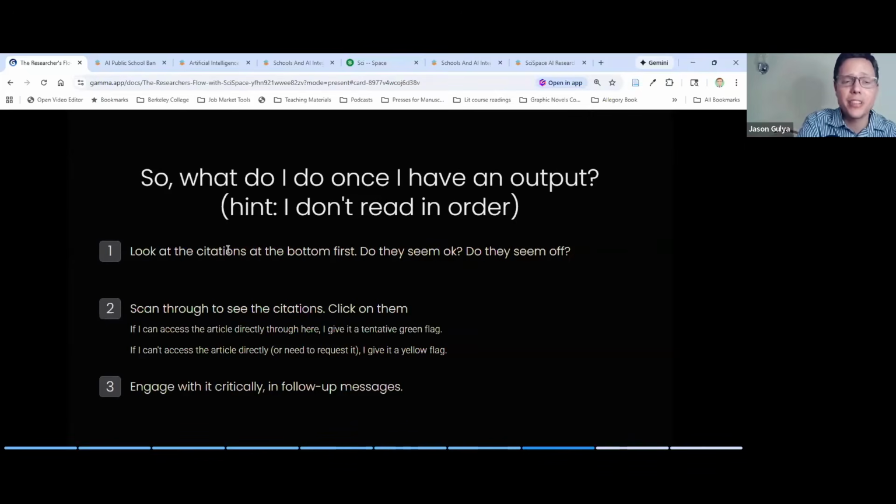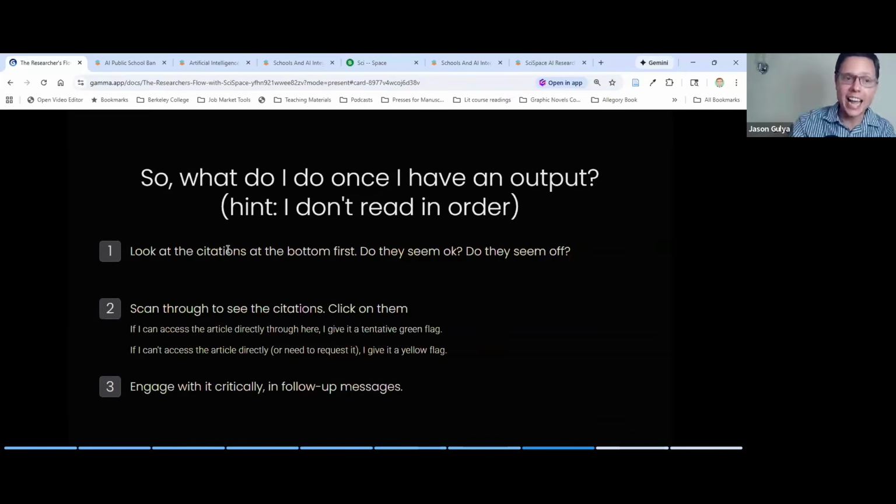And then I read things out of order. I do. I don't start at the top and read down. I look at the citations first. Do they seem okay? Do they seem off? Then secondly, I scan through to see the citations and I click on them. And this is what I'm going to show you in a minute, right? If I can access the article directly through SciSpace, I give it for the moment a green flag, right? Like, cool, I can get that right now.